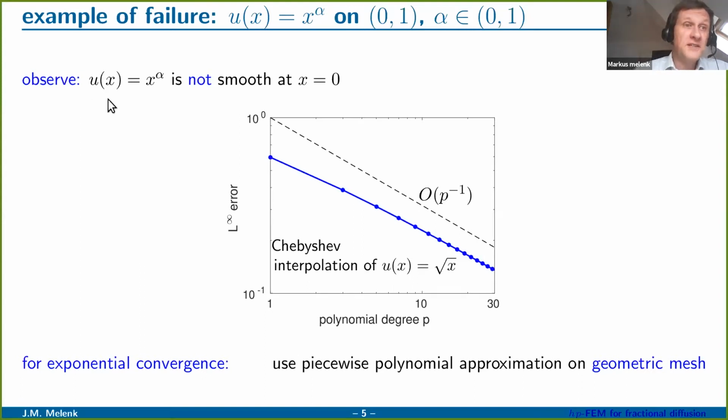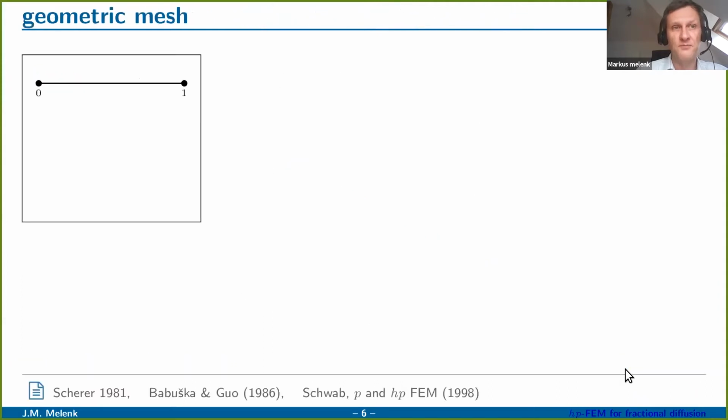So the reason is that the function is not smooth. So what should we do? Well, the answer is on the next slide. If I still want to have good approximation by polynomials, I should use piecewise polynomial approximation on appropriate meshes.